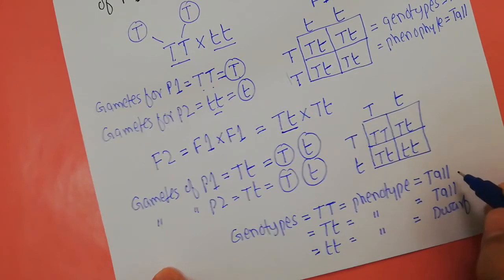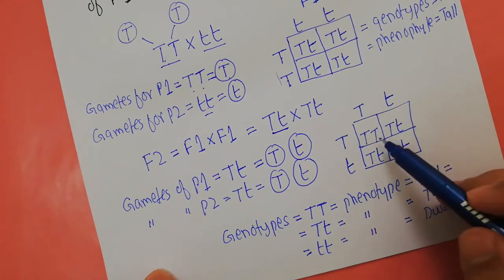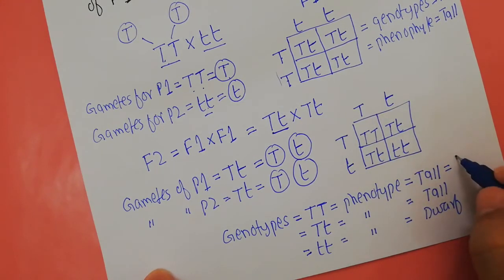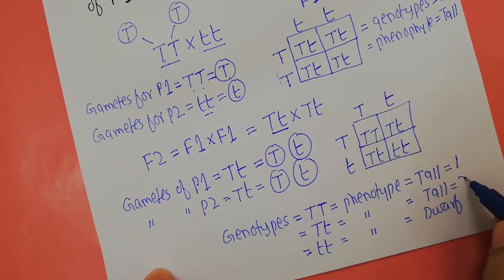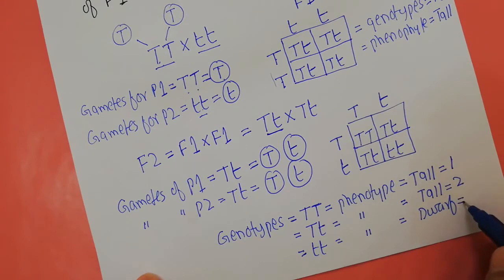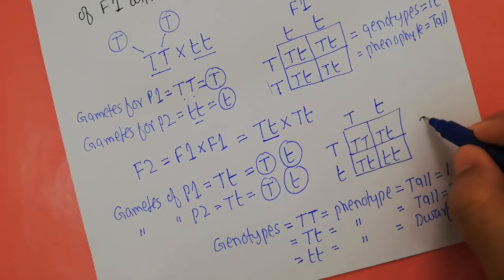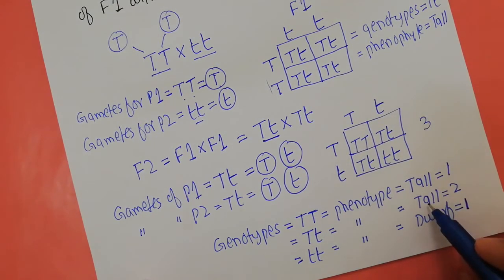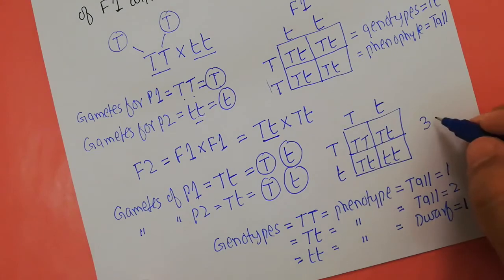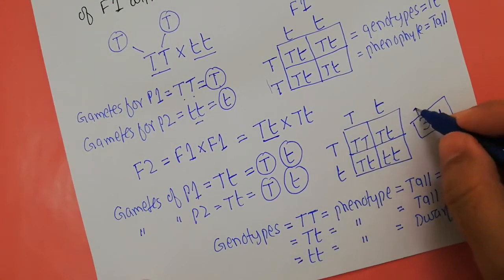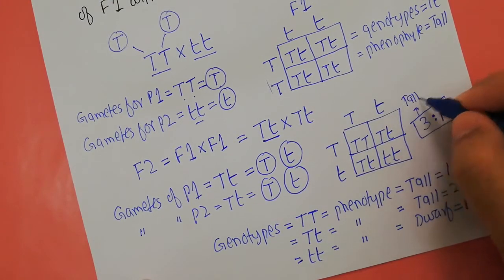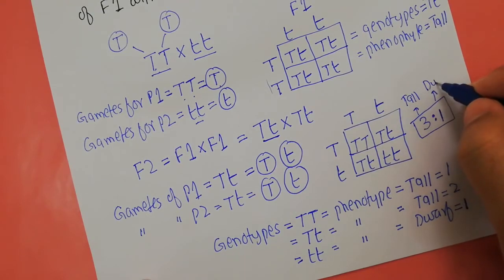If you look at the number of these tall plants, it is only one having a genotype of capital T and capital T. The capital T and small t, their number is 2, and the dwarf, again, is 1. So you are getting 3 tall plants, because this is 1 tall, this is 2 tall, a total of 3 tall plants, and 1 dwarf plant. So phenotypically, you will be having 3 tall plants and 1 dwarf plant.